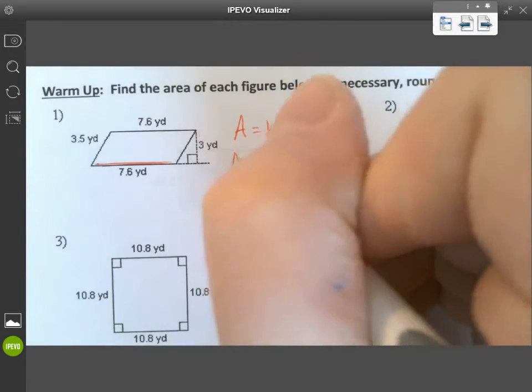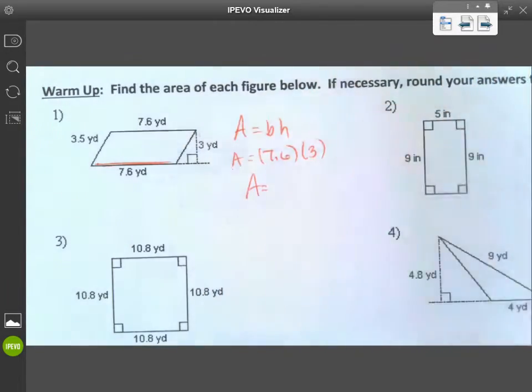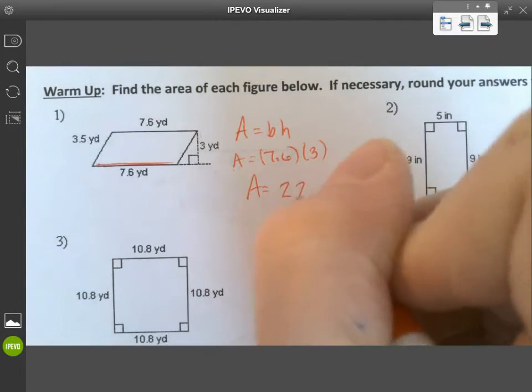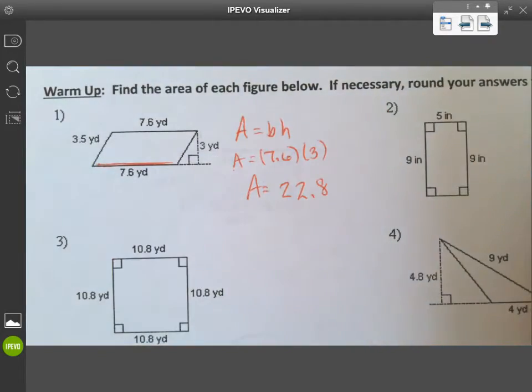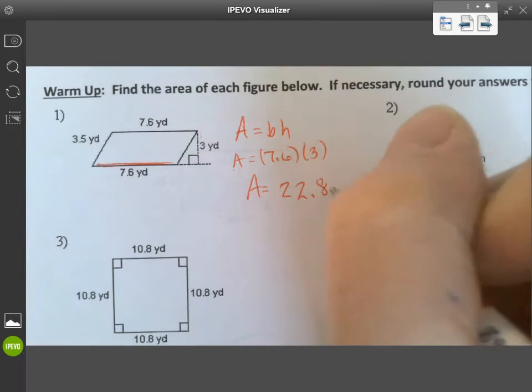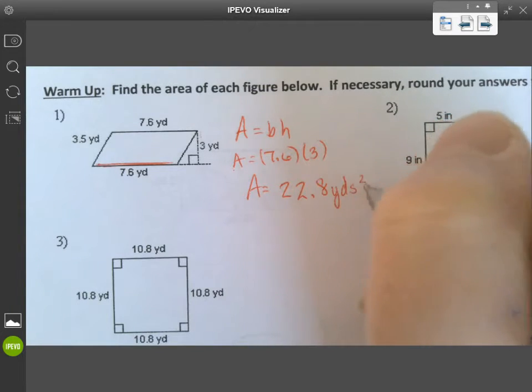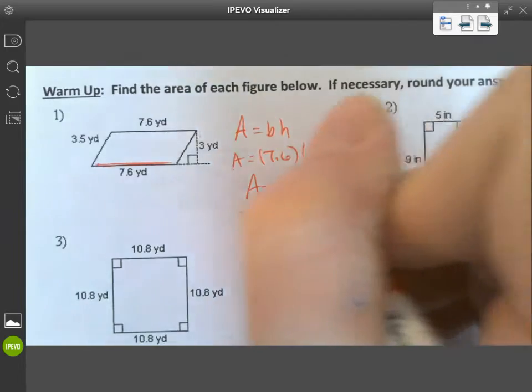So we throw that in the calculator into the nearest tenth. What do we get? I have it as 22.8. Do you agree with that? And what would you label it? Yards squared, because we found area.